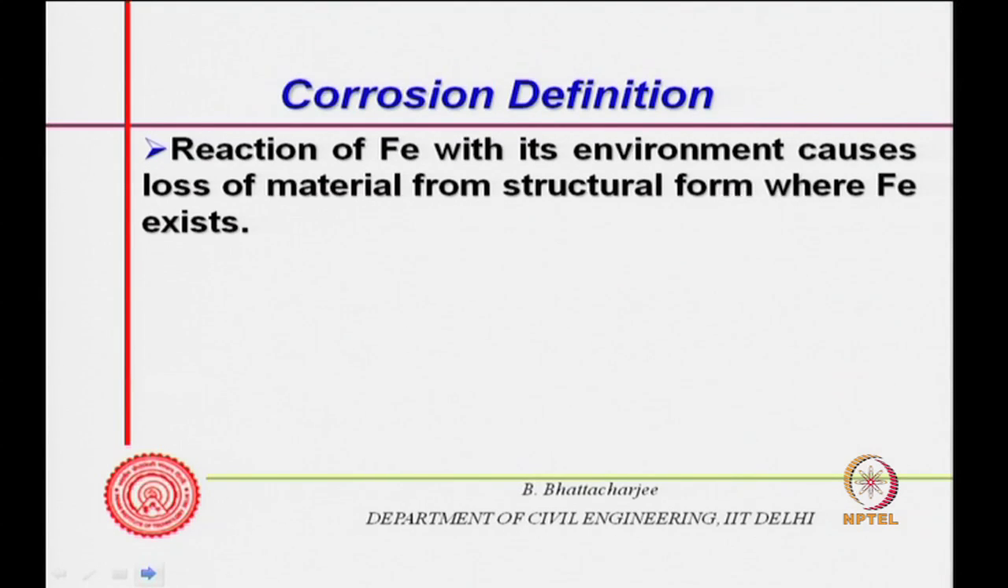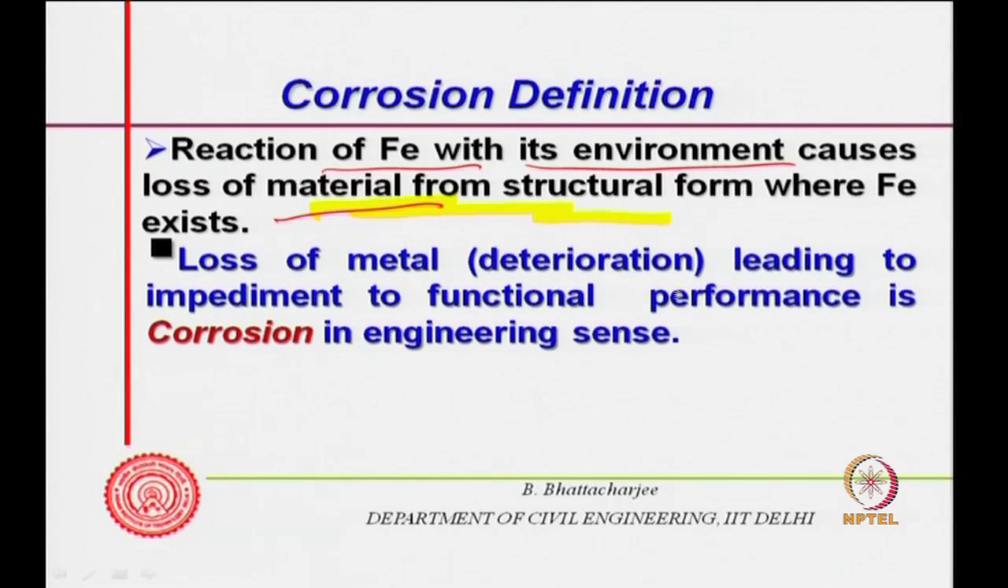Reaction of Fe with its environment causes loss of material from the structural form where Fe exists. For example, in structural steel, corrosion would cause reduction of the steel member. In reinforcement there could also be loss of material, but it might manifest itself differently in reinforced concrete, perhaps as expansion, which we will come to later. If this loss of metal, which we call deterioration of the metal, leads to impediment of functional performance, that is corrosion.